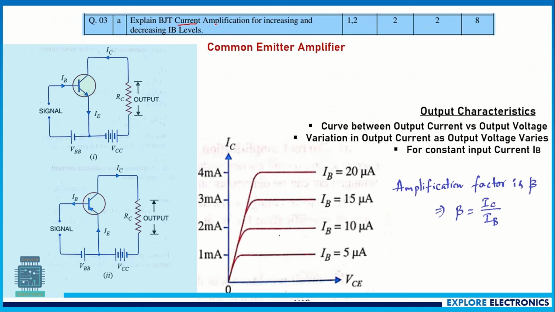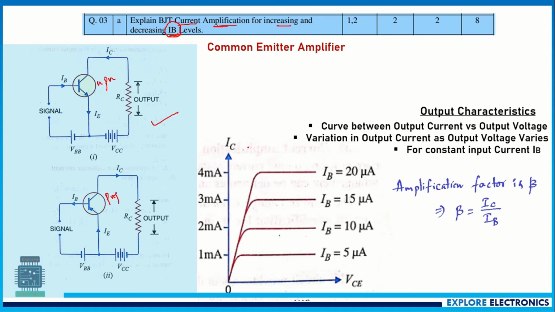Explain BJT current amplification for increasing and decreasing IB levels. IB means base current levels. Here they have not asked particularly for common base or common emitter, so you can choose any kind of amplifier configuration. Here I have chosen the common emitter amplifier. In the common emitter amplifier, this is the circuit with an NPN transistor and a PNP transistor. You can write any of these two circuits.